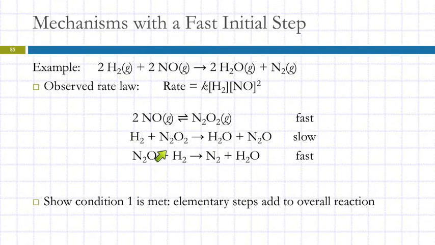So with this one, the second step being slow, the rate law predicted by the mechanism involves this intermediate. We can't measure the concentration of the intermediate. And so that's why we have to assume that that first step is setting up an equilibrium so that we can express the concentration of that intermediate in terms of the concentration of an actual reactant that's measurable. Any other questions?